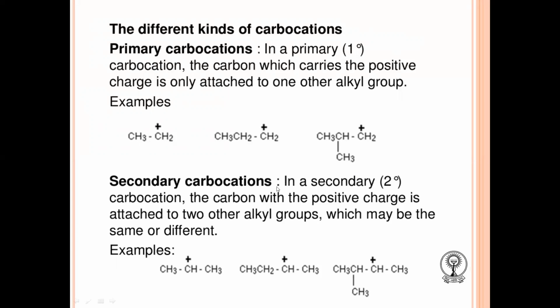Secondary carbocations. In a secondary carbocation, the carbon with the positive charge is attached to two other alkyl groups, which may be the same or different. See here, both are the same, and this is a secondary carbocation. Here it is an ethyl group and here a methyl group. It is again a secondary carbocation. Here it is a propyl group and here a methyl group. It is a secondary carbocation.